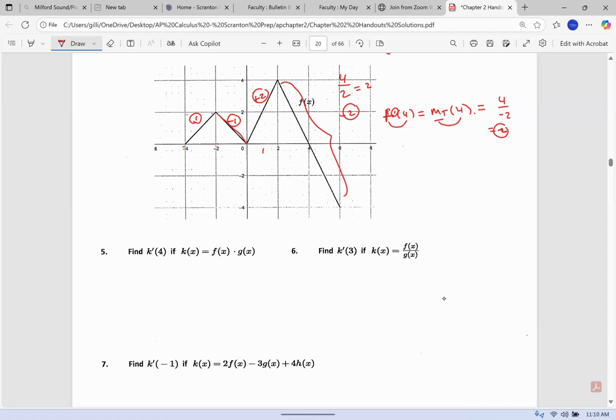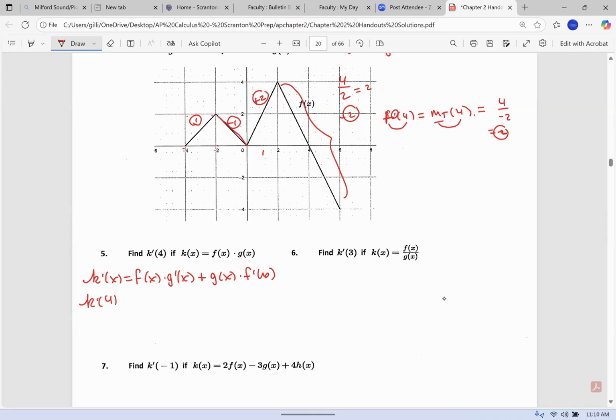So number 5, I want the derivative of k at 4. So I'm going to do my product rule. So k prime of x equals the first, f of x, times the derivative of the second, which is g prime, plus the second, which is g, times the derivative of f, which is f prime. Now I'm going to sub in the 4 and get f at 4 times g prime at 4 plus g at 4 times f prime at 4.